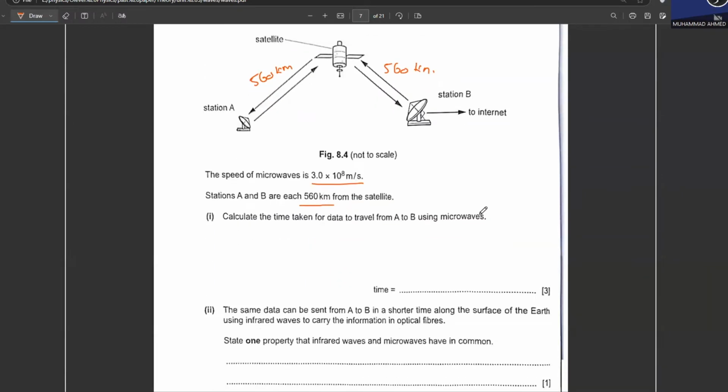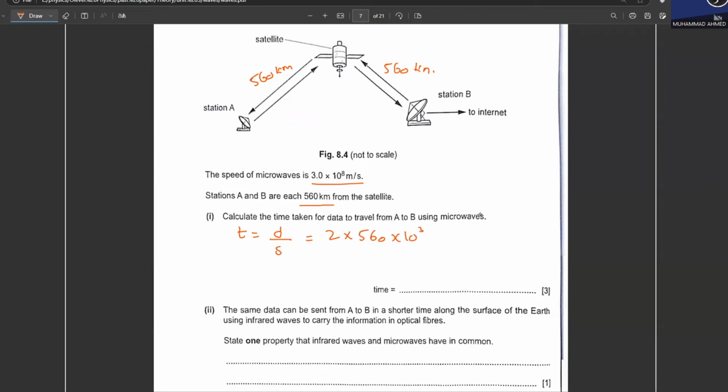Calculate the time taken for the data to travel from A to B. So time taken will be what? Yes, distance over speed. But this distance will be what? 2 times 560 kilometers.